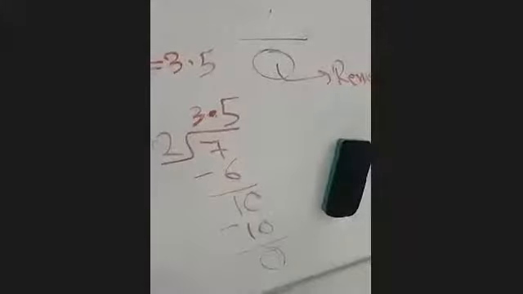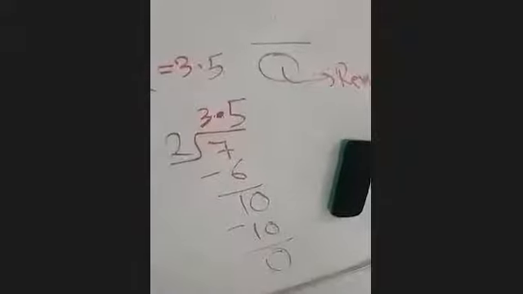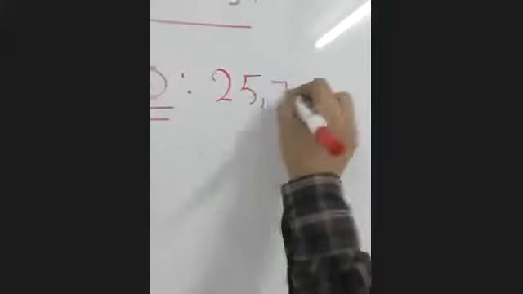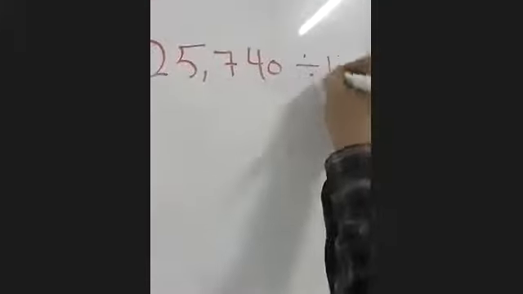Now the question in page 135, guys, let me just open my book here. Give me a second. Okay. The question says, find the quotient, or divide, 25,740 divided by 12.